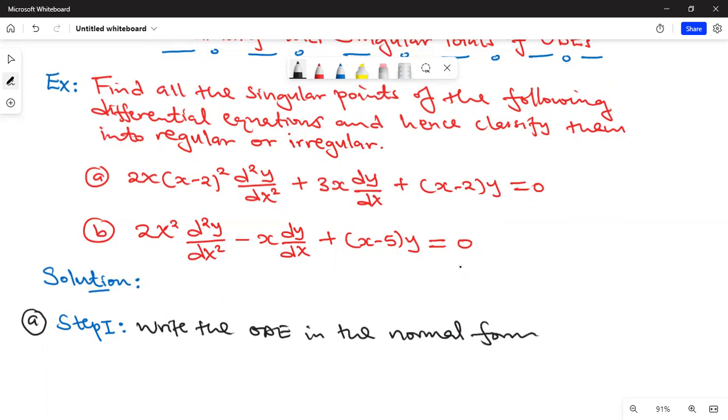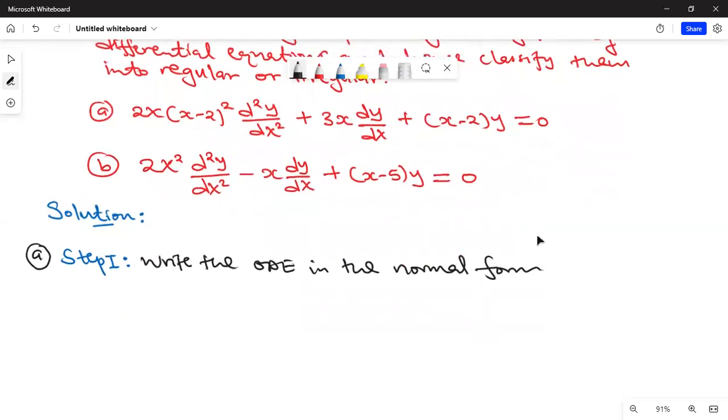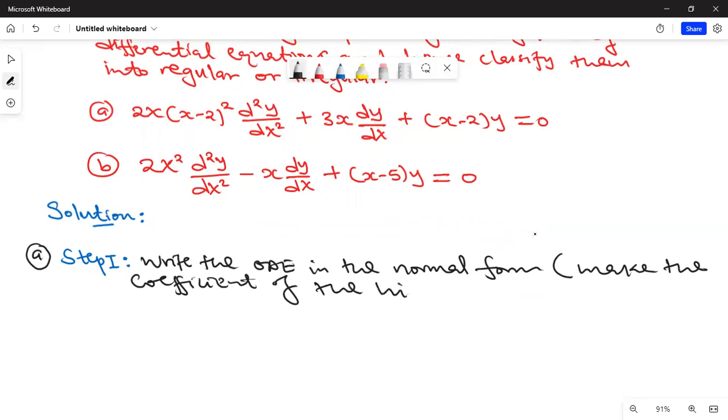Somebody can use equivalent normalized form, standardized normal form, whichever, but they all speak of the normal form. So by normal form, what do we mean? It is simply that you make the coefficient of the highest derivative to be 1. That's what we mean by the normal form of the ODE.